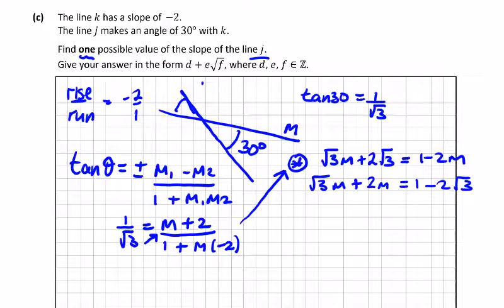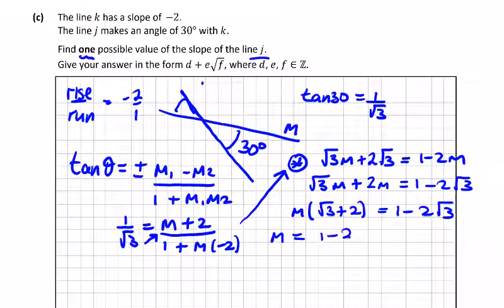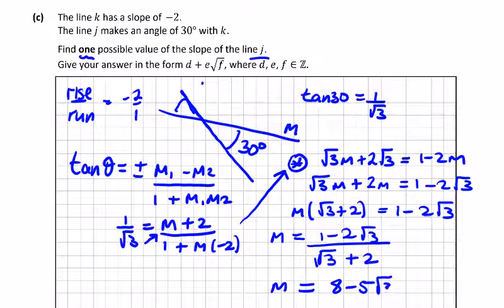So you don't really need to know the answer at this point, just tidy it up and see where it's going. Root 3 plus 2, factor out the m, equals 1 minus 2 root 3. We look at the form they're looking for in a minute. m is equal to 1 minus 2 root 3 over root 3 plus 2. And if I type this into my calculator, it's giving me 8 minus 5 root 3. 8 minus 5 root 3 equals m.